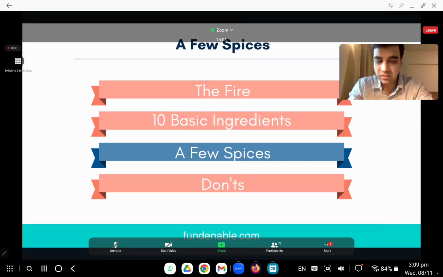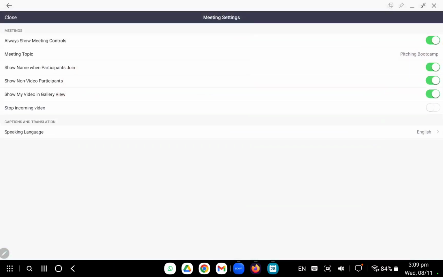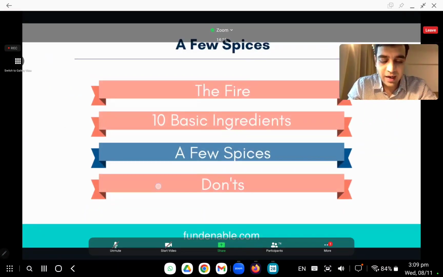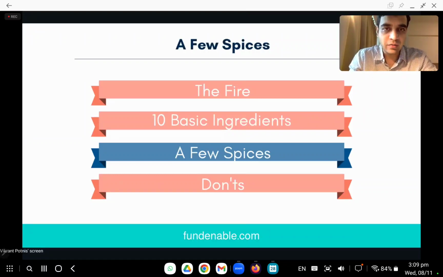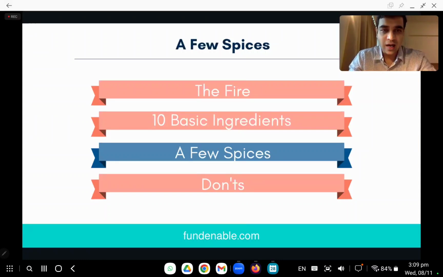And just a quick revision of what we did last time. We started off by creating this perfect recipe for a very good pitch, right? And there were 4 or 5 key things that we wanted to include. The first was the fire, which was your story, bringing out your story in terms of the genesis of starting the venture. Then there were 10 things that we went through, right from the value proposition of your product, the market size, the entry barriers, and so on and so forth.